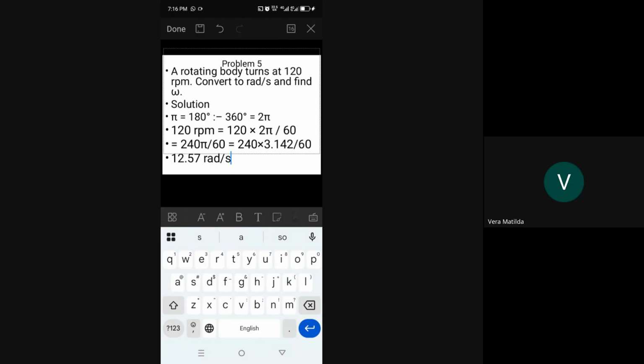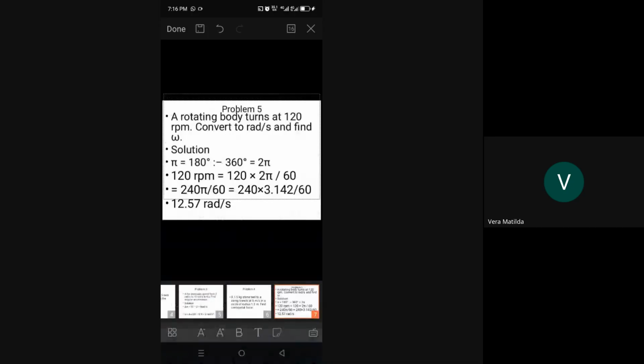Please, how can I get this value, 3.142 for pi? Just press pi in your calculator. Scientific calculators normally have pi. If you just press pi, it will give you that value. It's a constant. 3.142 is a constant. 22 over 7, right?